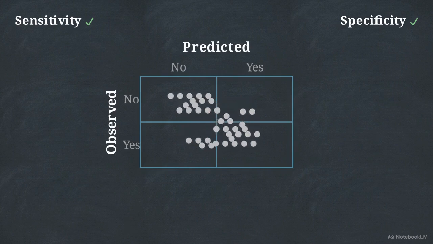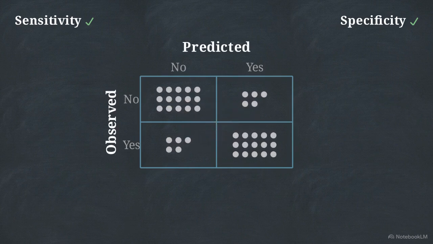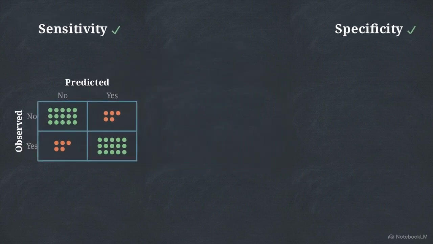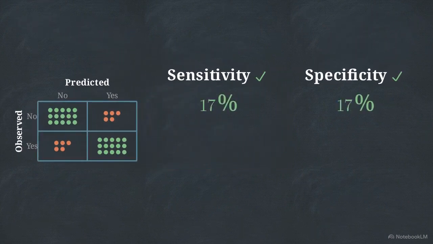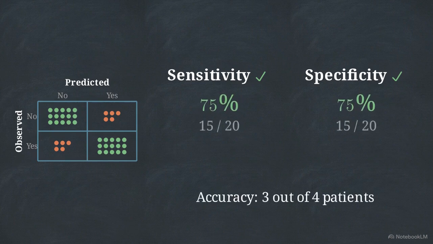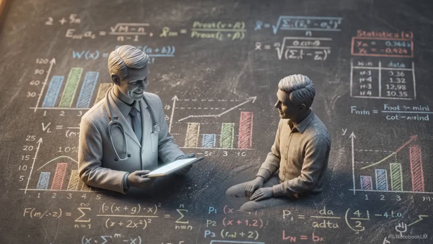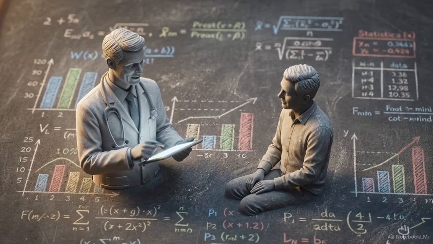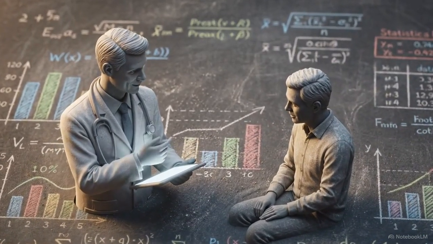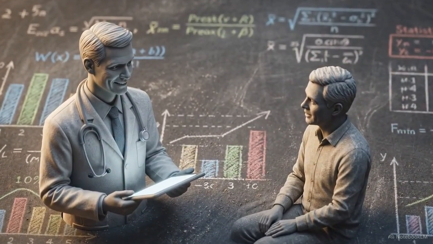In this case, the model correctly predicted 15 true negative cases and 15 true positive cases, with only 10 errors. This results in 75% sensitivity and 75% specificity, meaning the model was accurate for 3 out of 4 patients. High classification accuracy validates the model's practical utility, transforming a mathematical curve into a reliable tool for clinical decision-making.